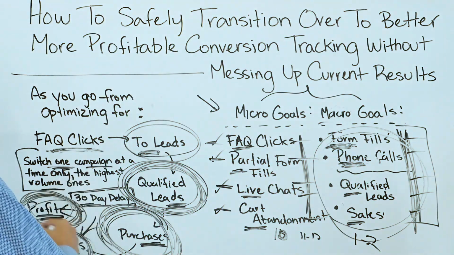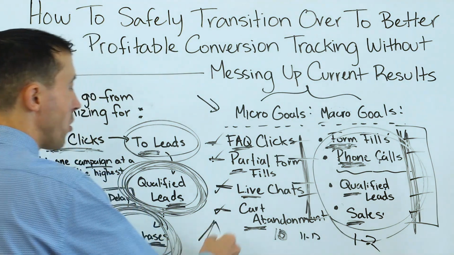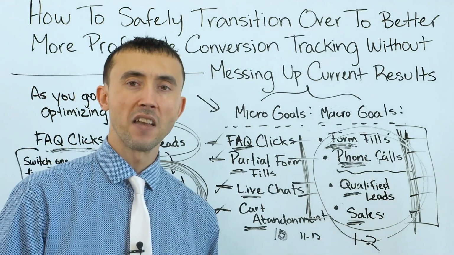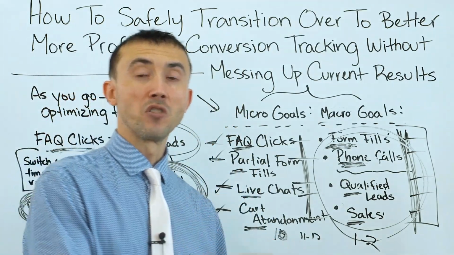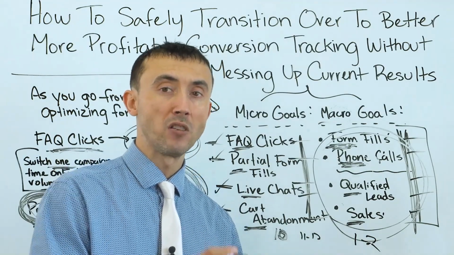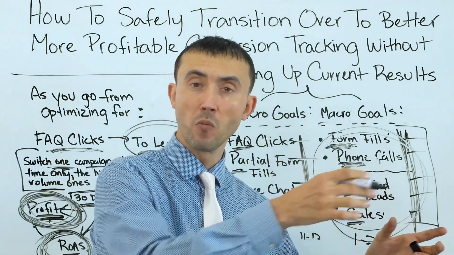So this is in general what I would want to do. This is the most ideal way to set your tracking up and advance from optimizing at the beginning for stuff that's loosely correlated with profit to absolute actual profit.